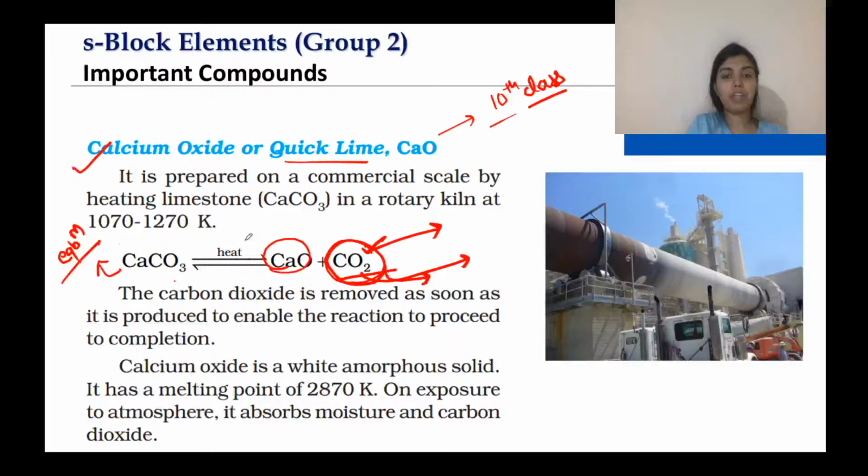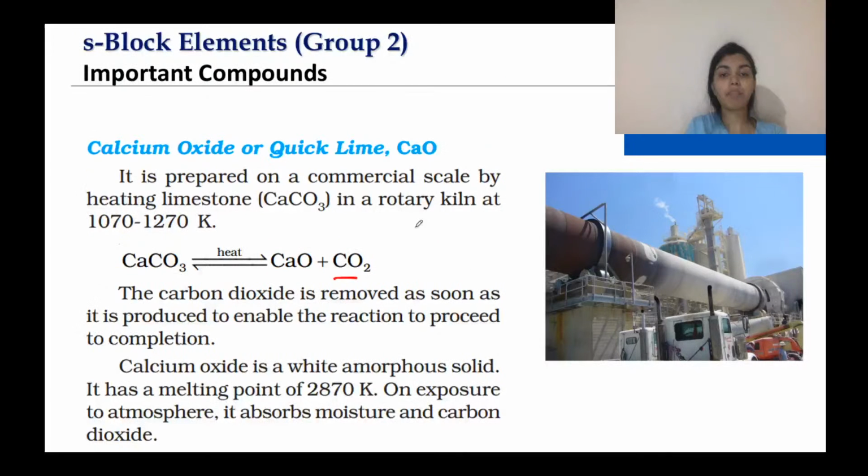So if I am minimizing the amount of product, then the reaction will shift in such a direction where product will be produced more. That means the forward reaction will happen, right? If CO2 is being removed here, that means I am removing the product. So the equilibrium will shift in the direction in which the product is formed. That means more calcium oxide and carbon dioxide will be produced now.